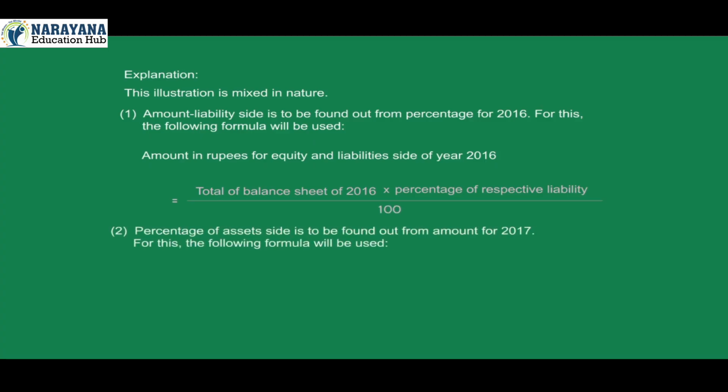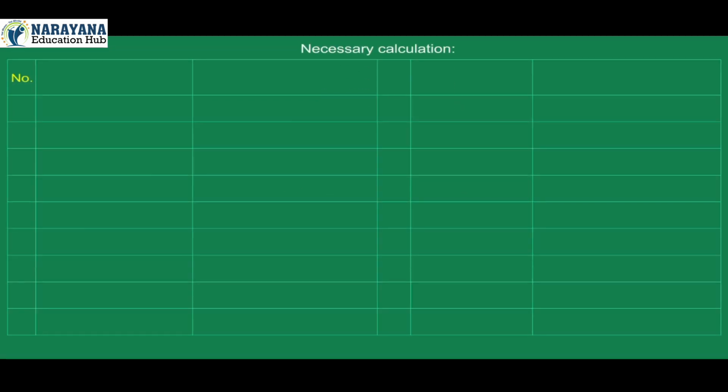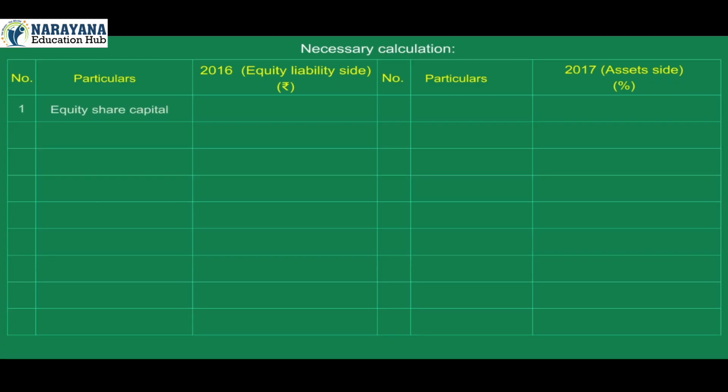2. Percentage of asset side is to be found out from amount for 2017. For this, the following formula will be used. Percentage of assets with the total of the balance sheet is equal to amount of respective asset divided by total of balance sheet into 100. Necessary calculation. Number, particulars, 2016 equity liability side. Number, particulars, 2017 asset side in percentage.